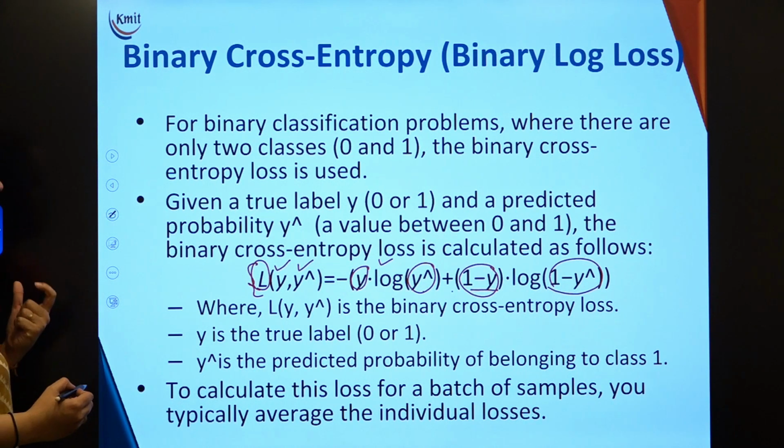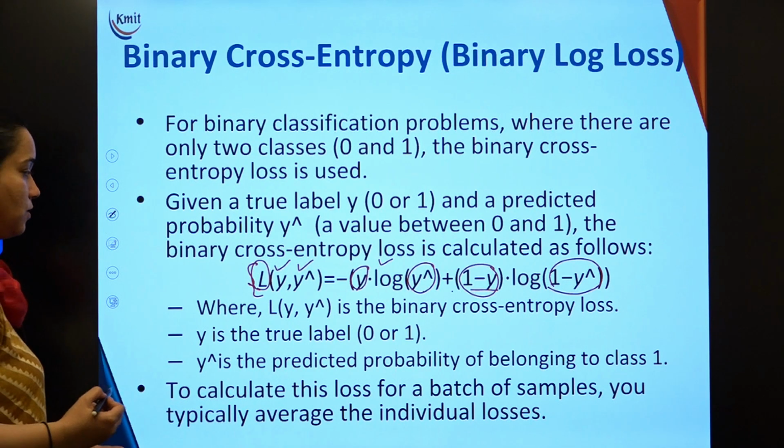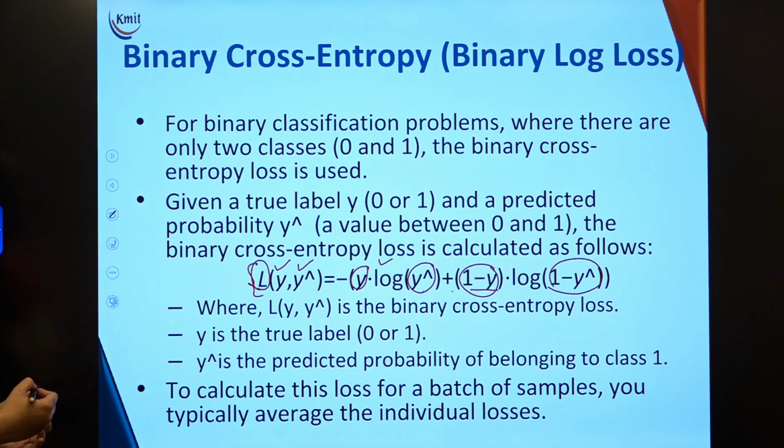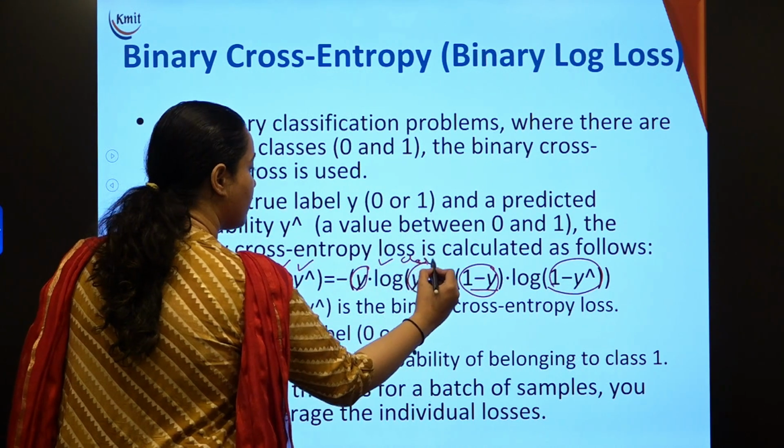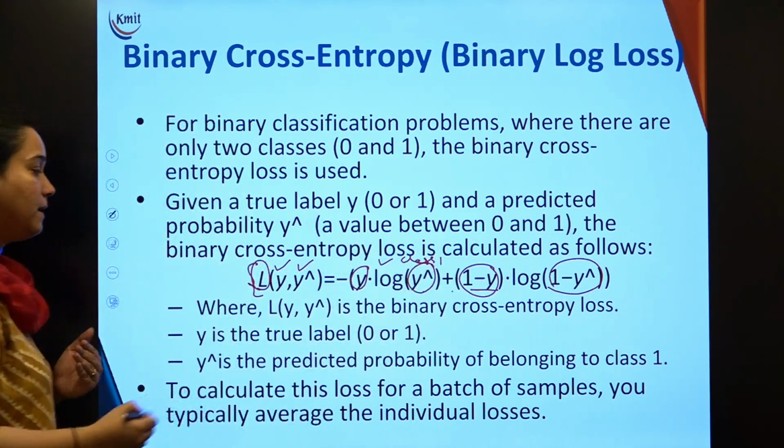The true label is y, range is 0 to 1, predicted output is y cap, range is 0 to 1, and we are calling y cap the predicted probability for class 1. Obviously, the other one will be class 0.